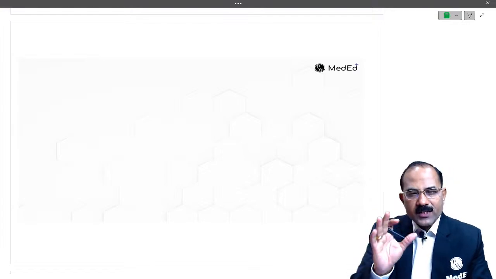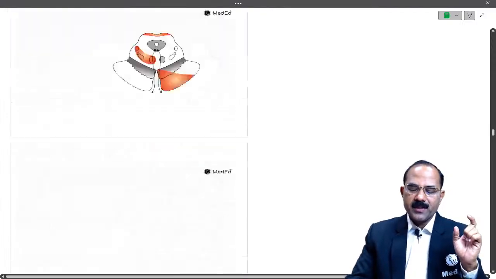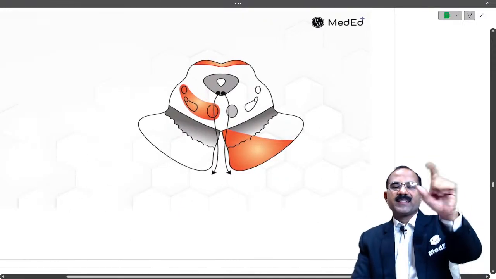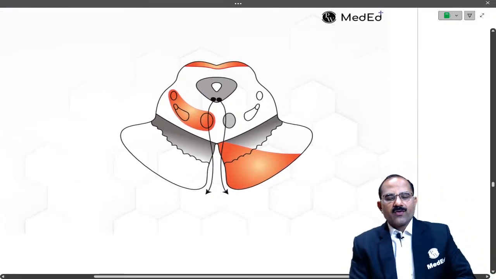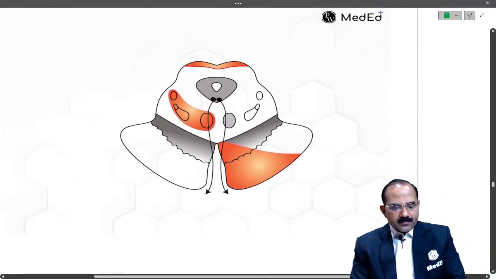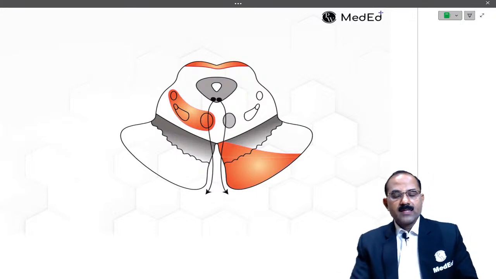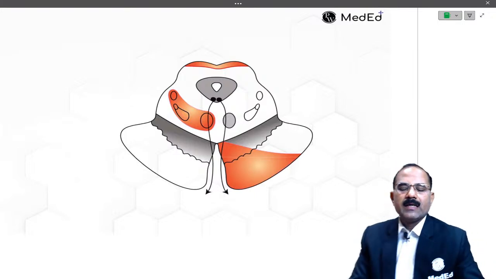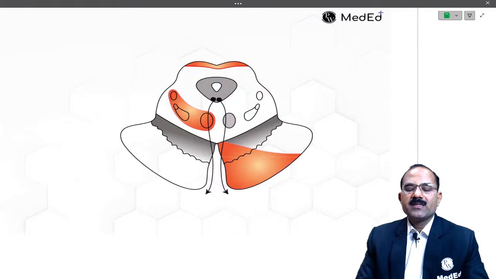See, as far as neuroanatomy is concerned, functional areas are important. Blood supply is important. I'll tell you something here. Come on, you can tell me, what is this section from? See, sections are very important, and lesions of the brainstem are very important. Can you tell me what this section is taken from? What do you think this is?